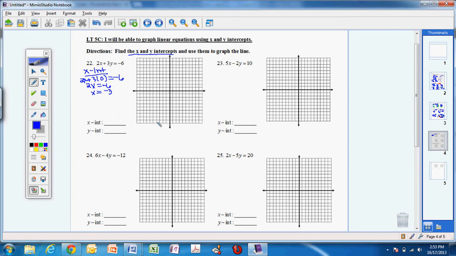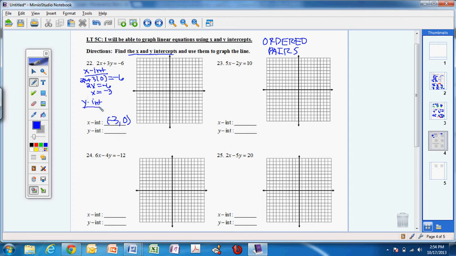So as an ordered pair, remember, when we talk about x and y intercepts, these are always going to be ordered pairs, because these are the points where my graph actually crosses my x and y axis. So in this case, x was negative 3 when y is 0. So as an ordered pair, x is negative 3 when y is 0. So then now all I have to do is find my y-intercept.